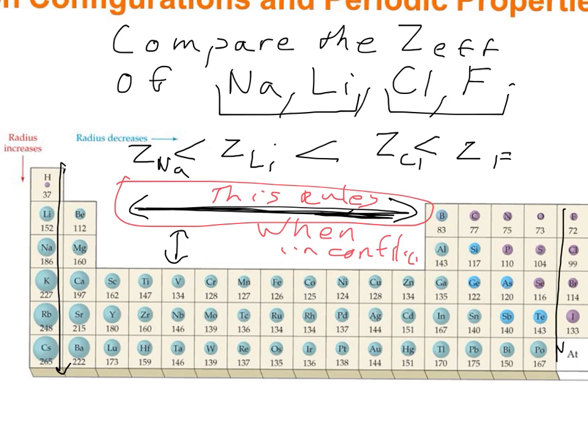So the effective nuclear charge of fluorine is greater than the effective nuclear charge of chlorine, which is greater than the effective nuclear charge of lithium, which is greater than the effective nuclear charge of sodium.